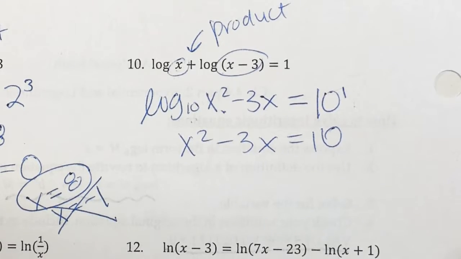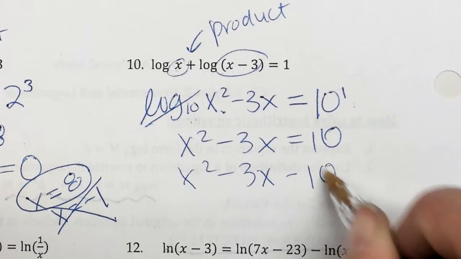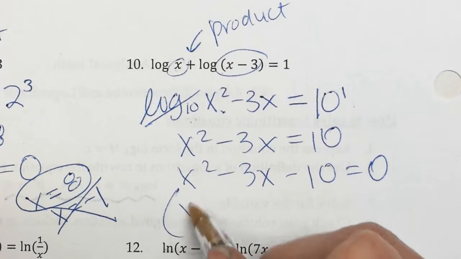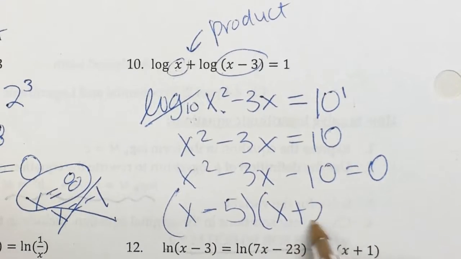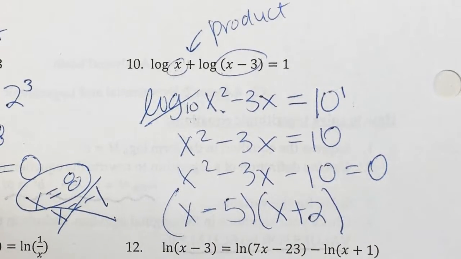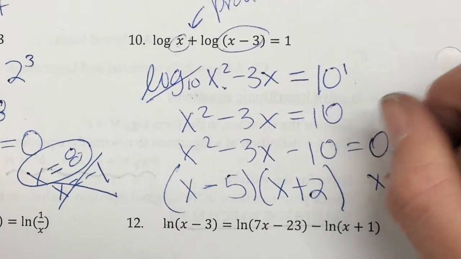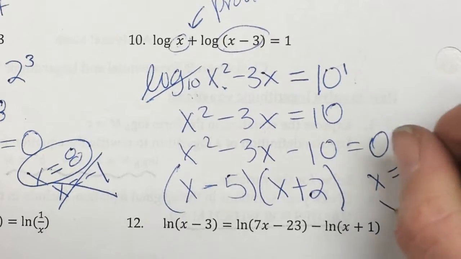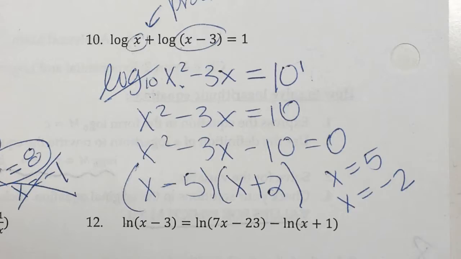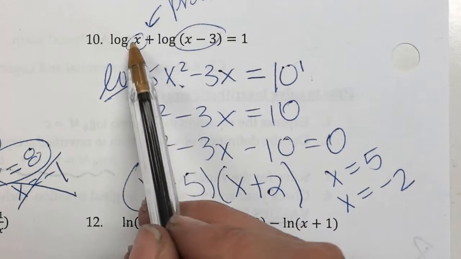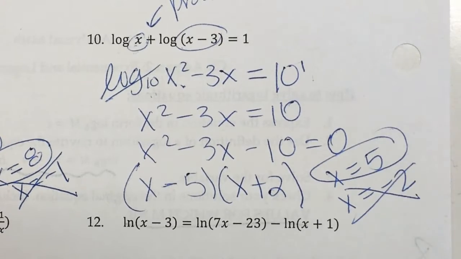Now we need to move the what? By subtracting. Now this factors into what? Very good. That's why we spend so much time on factoring, because it was going to come back up. X equals what here? 5 and negative 2. Do both of them work? No, negative 2 doesn't, because if we plug in negative 2 here, we'd have log base 10 of negative 2. We know that can't happen. So it's just 5.